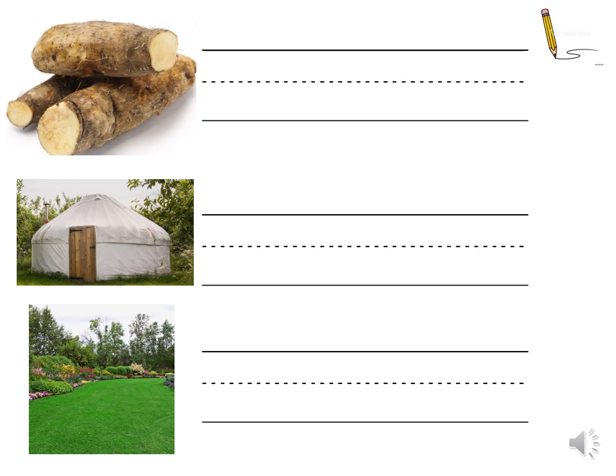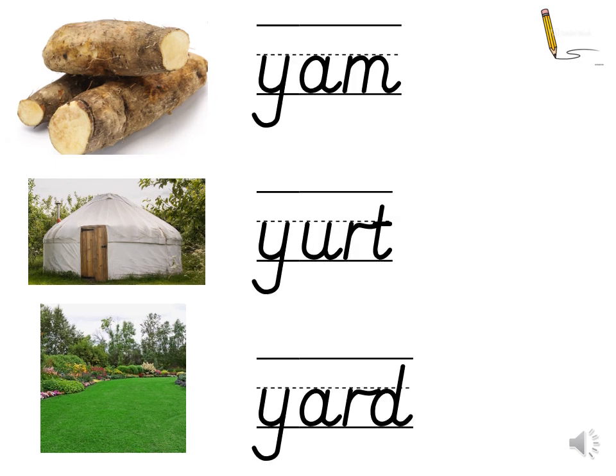If you're ready, we're going to keep going. If you're not ready for the answers yet, just click pause. Can you tick or fix these answers? Yam has three letters, Y-A-M. Yurt has four, Y-U-R-T. And did you get all of the letters for yard? It's got the ar digraph in it, hasn't it? I wonder if any of you wrote farm yard.